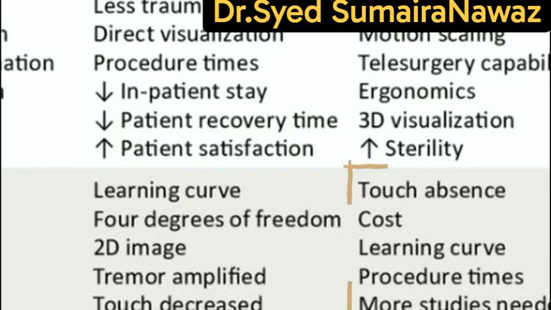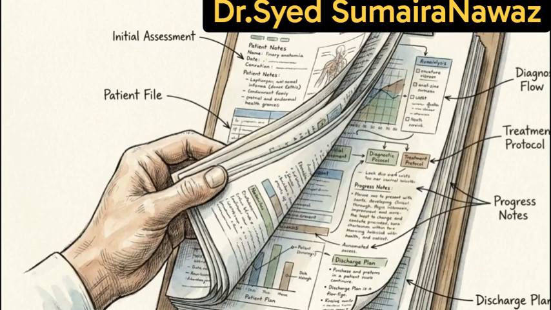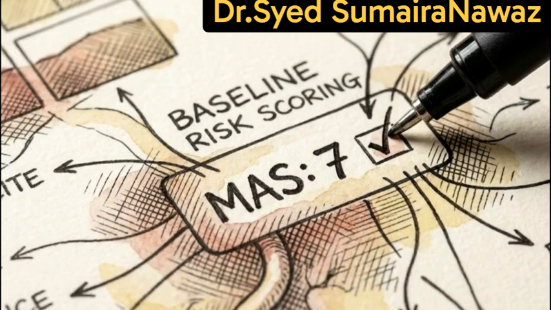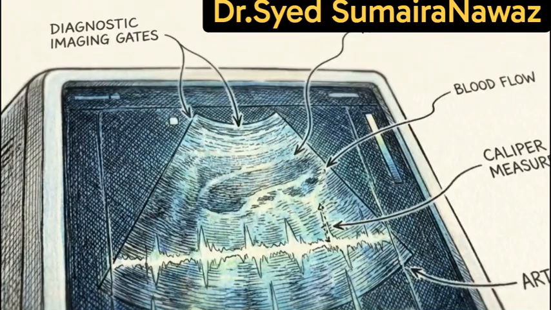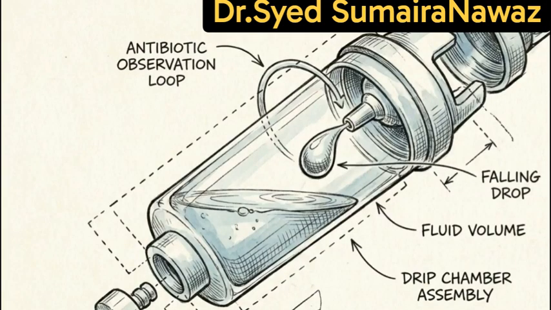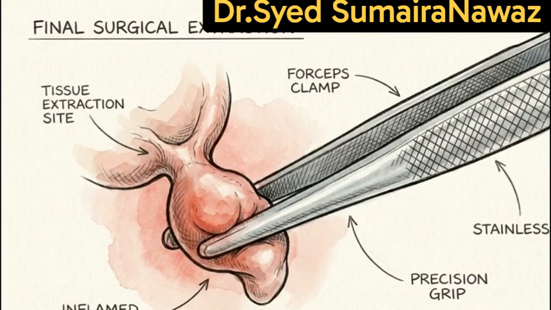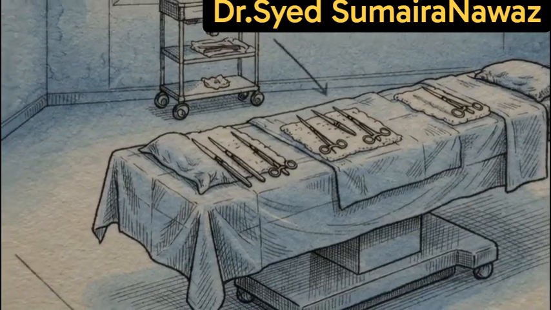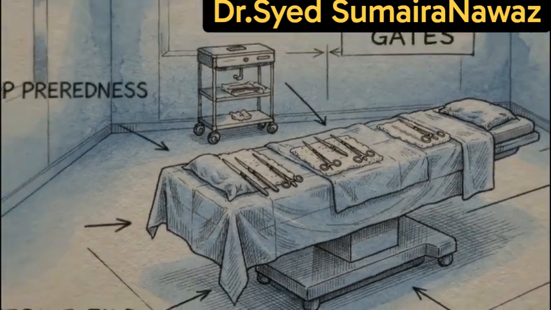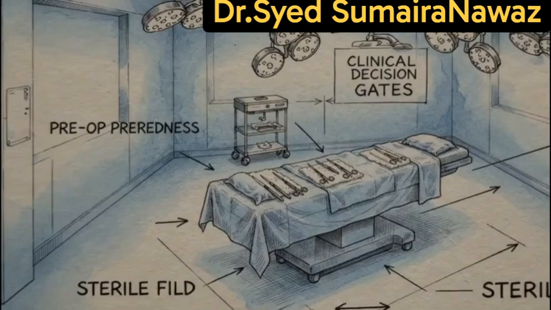Every phase of this process is linked, from baseline risk scoring through diagnostic imaging gates and antibiotic observation loops to final surgical extraction. Modern appendicitis management matches specific patient pathology to specific interventions through a series of diagnostic and clinical decision gates.